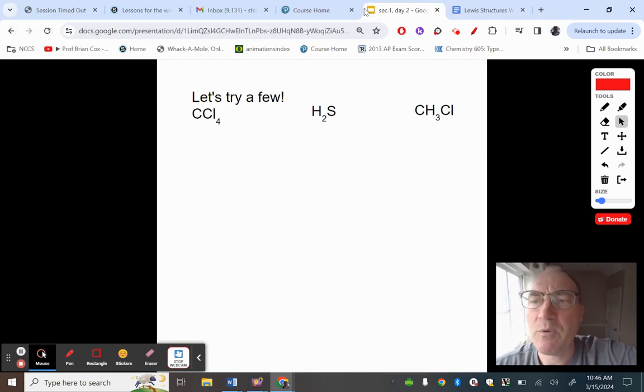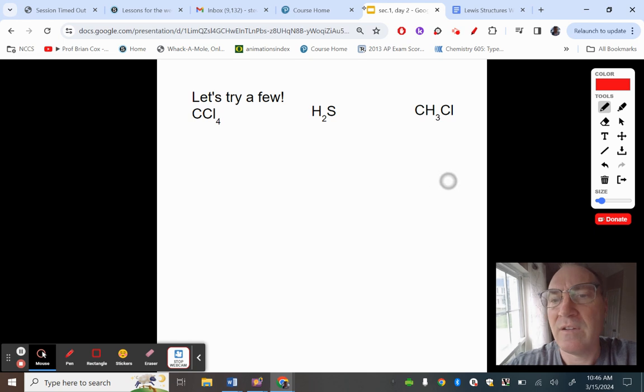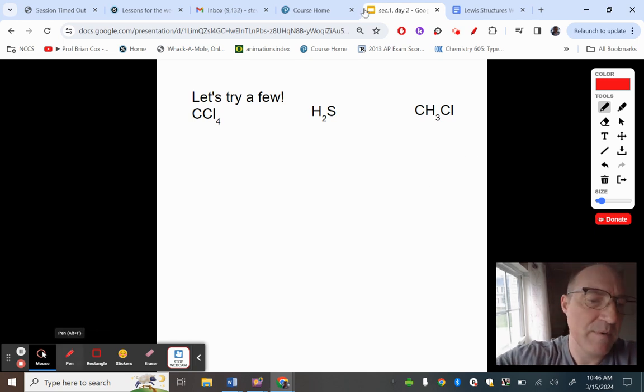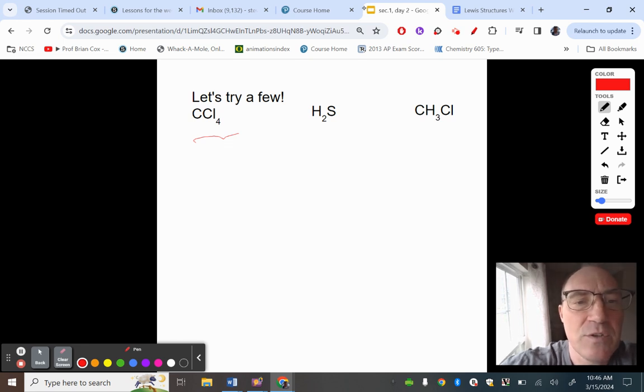Okay, so remember when you're bonding these things, you have to always start by counting valence. This doesn't appear to be working. Maybe this pen will work. Yeah, that pen works. Okay, so for example, in this one, you have to count how many valence electrons the C has, which is 4. The reason it has 4 is that it's in group 14, which all have 4.